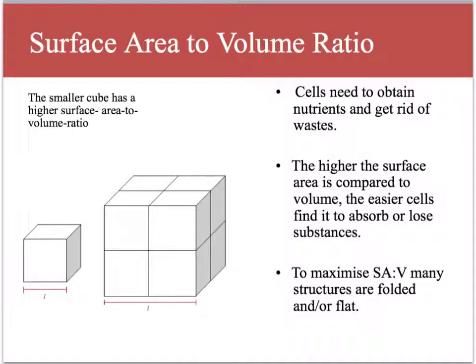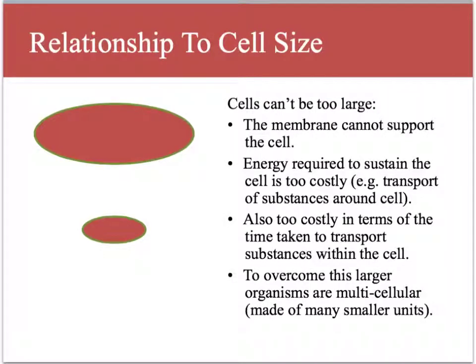So to maximise your surface area to volume ratio, many structures are folded and or flat. For example, when you look at your mitochondria, they've got all those inner folds that when we look at, say, respiration, we've got a heap more surface area for things to occur on. So cells can't be too large. If they are too big, they would not be able to survive. The membrane wouldn't be able to support the actual cell because it required too much energy. It would be too costly in terms of the time taken to transport substances within the cell.